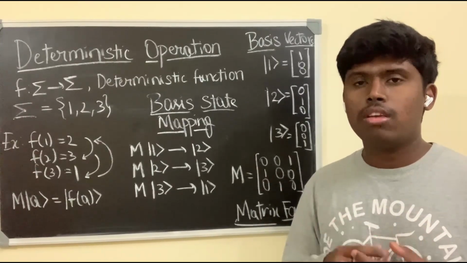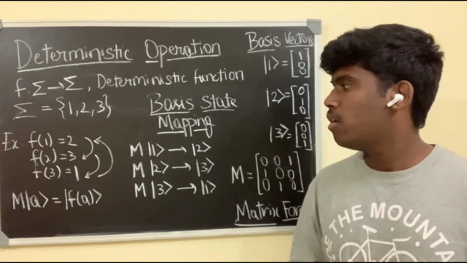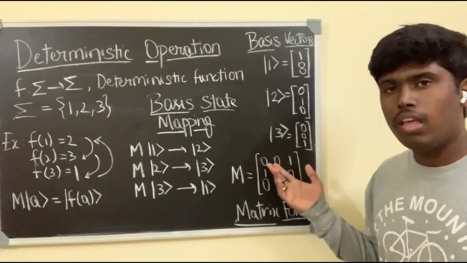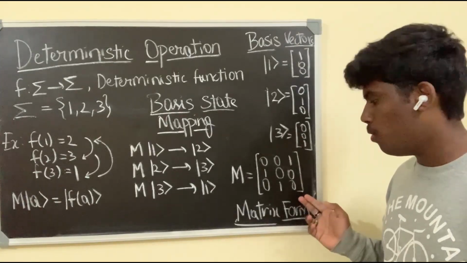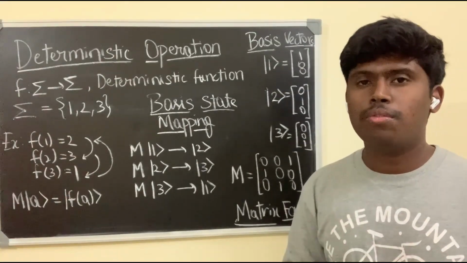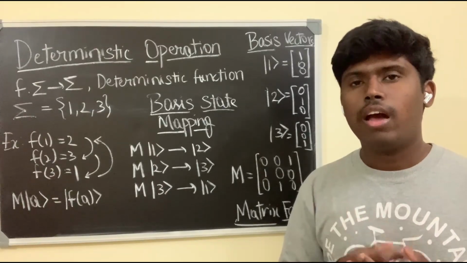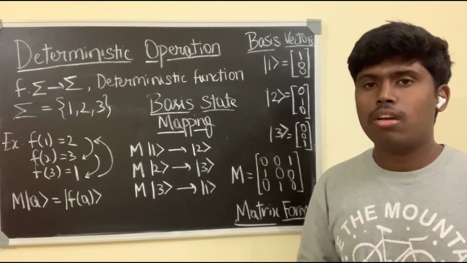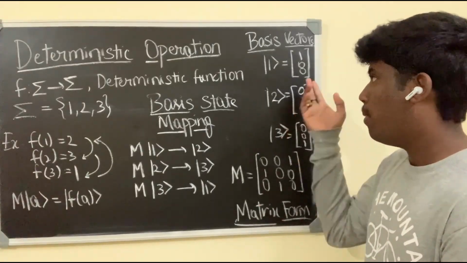Each column of the matrix represents the basis vector of the respective function. So the resulting matrix would be 0, 1, 0, 0, 0, 1, 1, 0, 0 for this particular example. This shows how deterministic operations on classical systems can be represented by linear algebra on vectors. Each column of the matrix corresponds to the image of its particular basis vector.